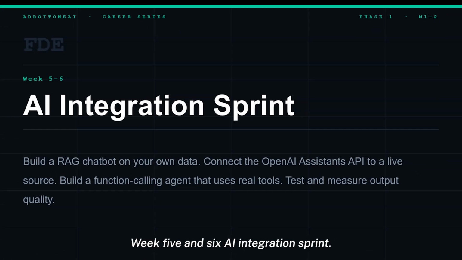Week 5 and 6, AI integration sprint. Build a RAG chatbot on your own data. Connect the OpenAI Assistant API to a live source. Build a function calling agent that uses real tools. Don't just prompt it, test it, measure the output quality.